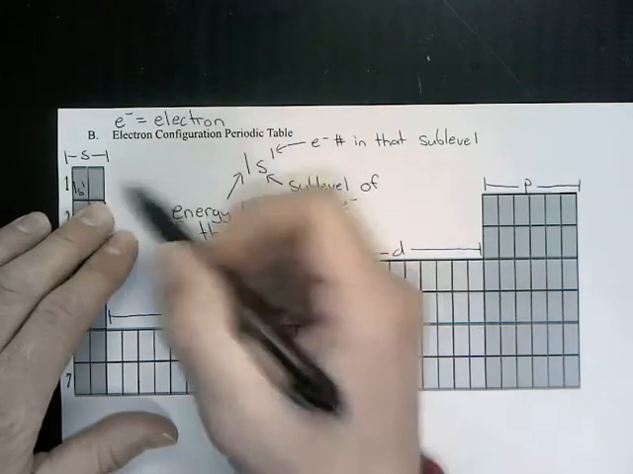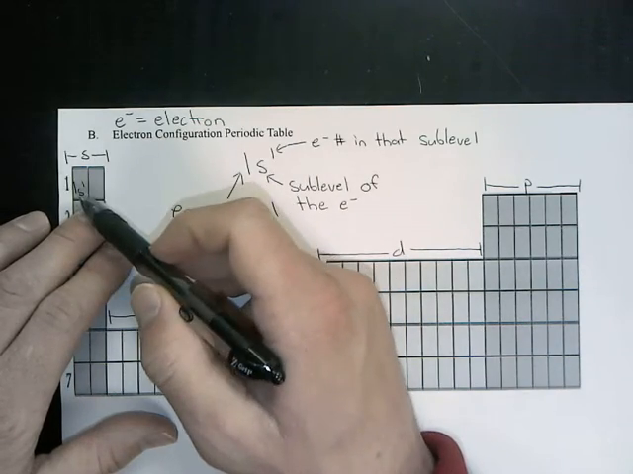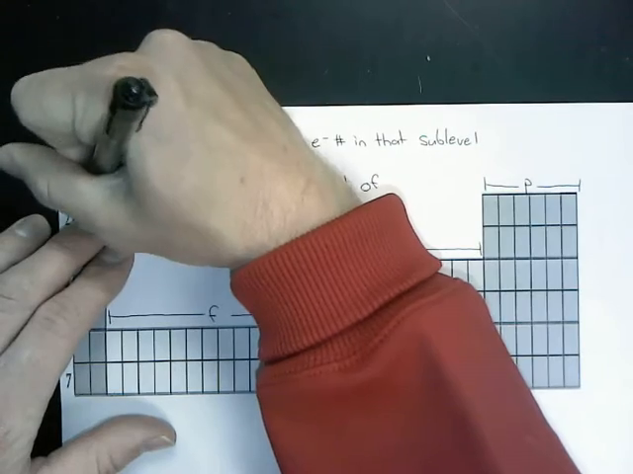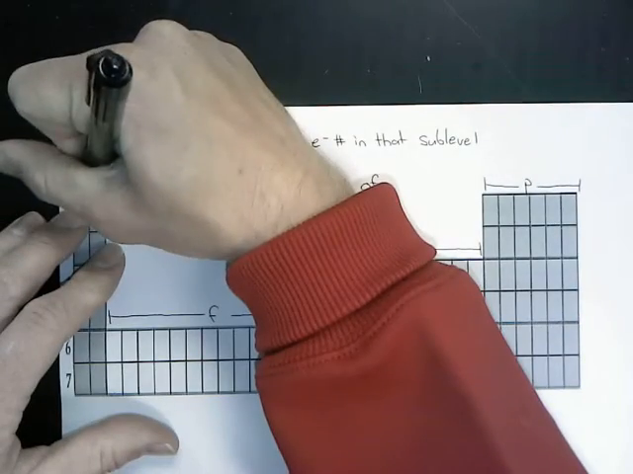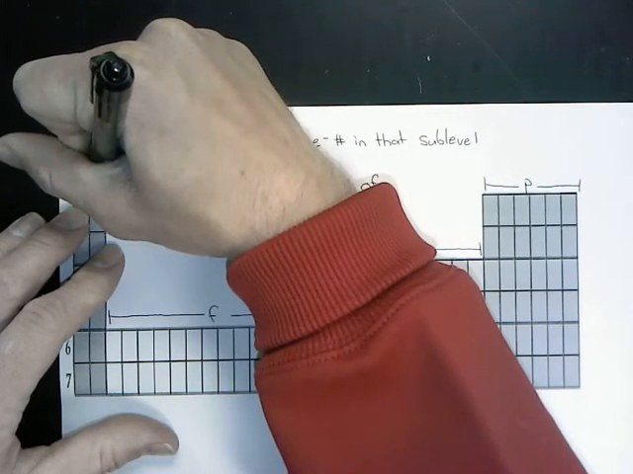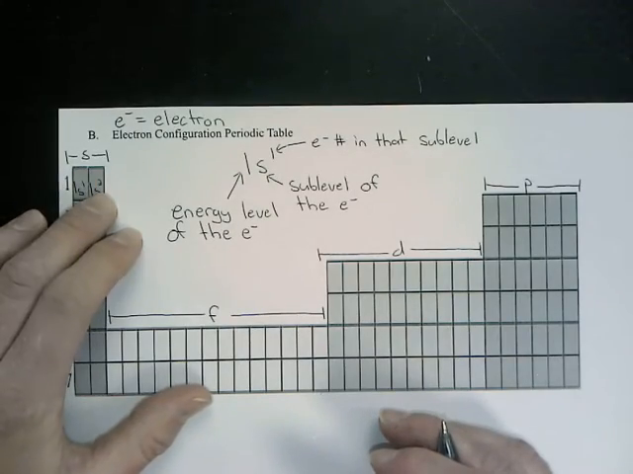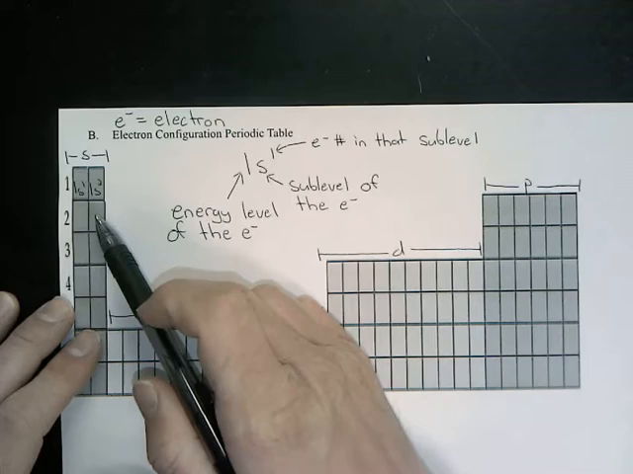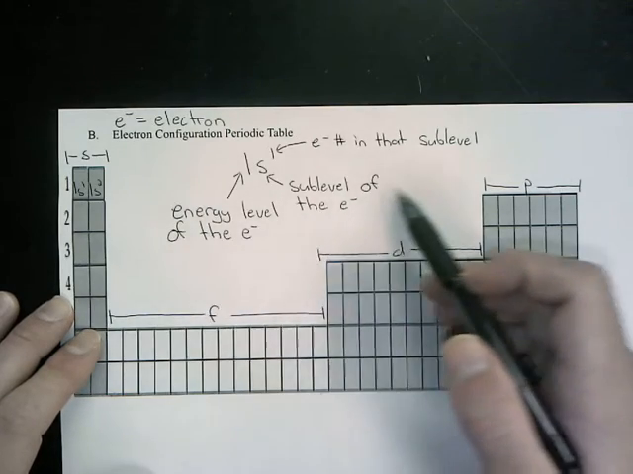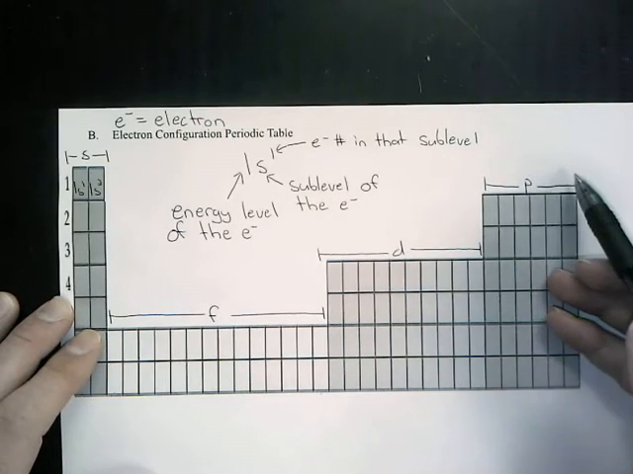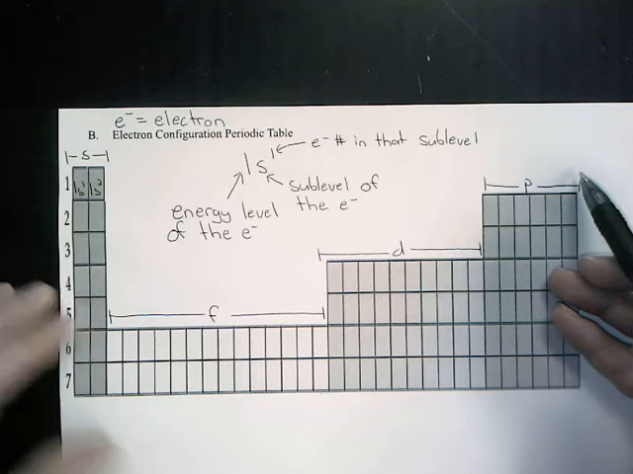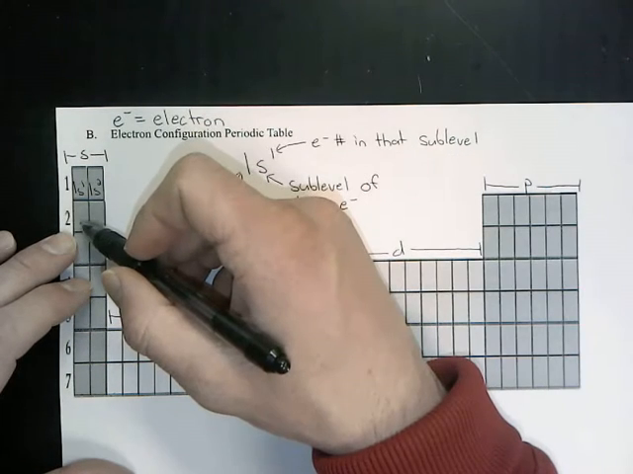Now, with this second box, we're still in the first energy level, so we get a big 1. We're still in the S subblock, so we get an S, but this time we get a 2 because it is the second electron in that S subblock. Just like reading a book, we go left to right, top to bottom, so we go all the way to the left in that first row. There are no other boxes, so we move down.